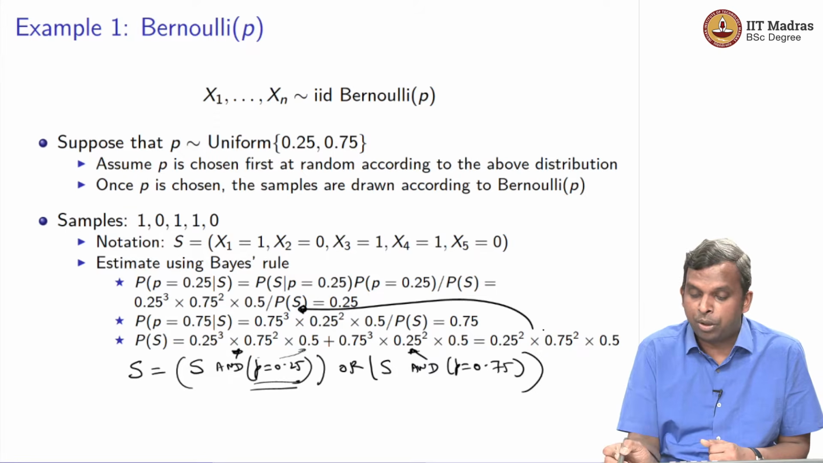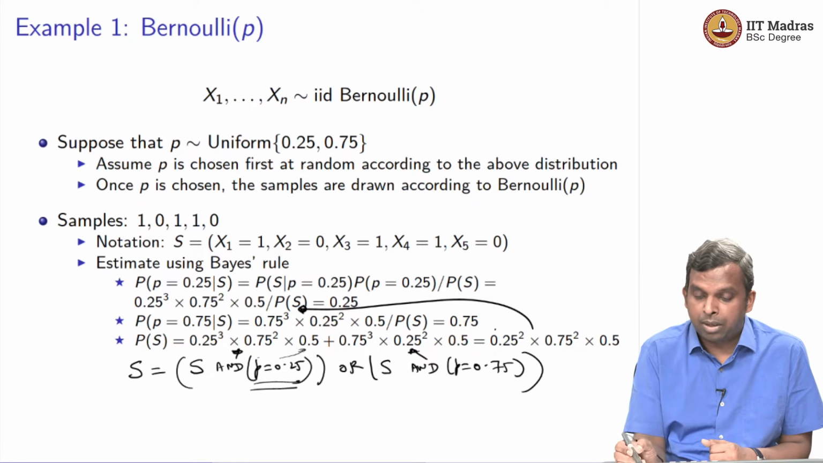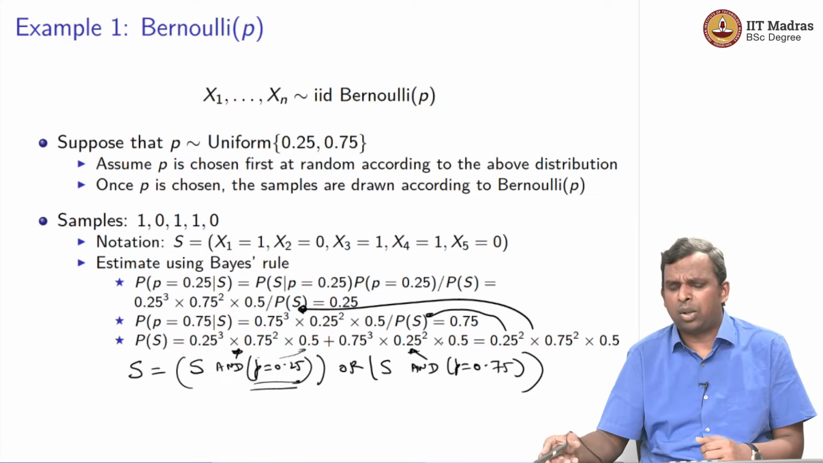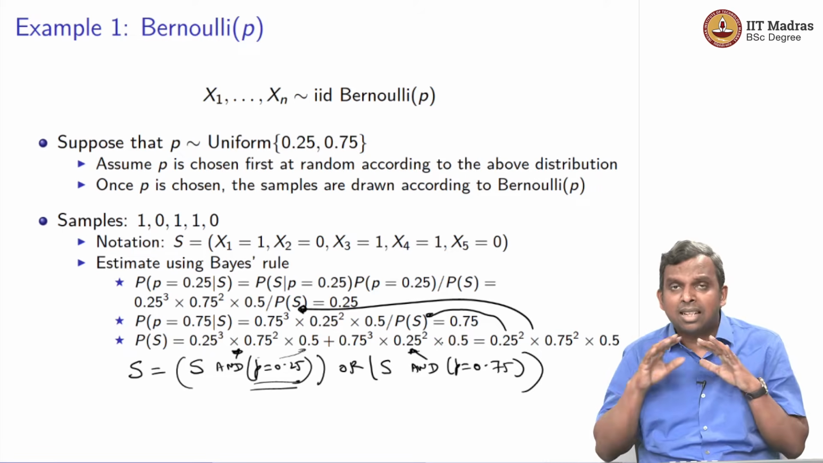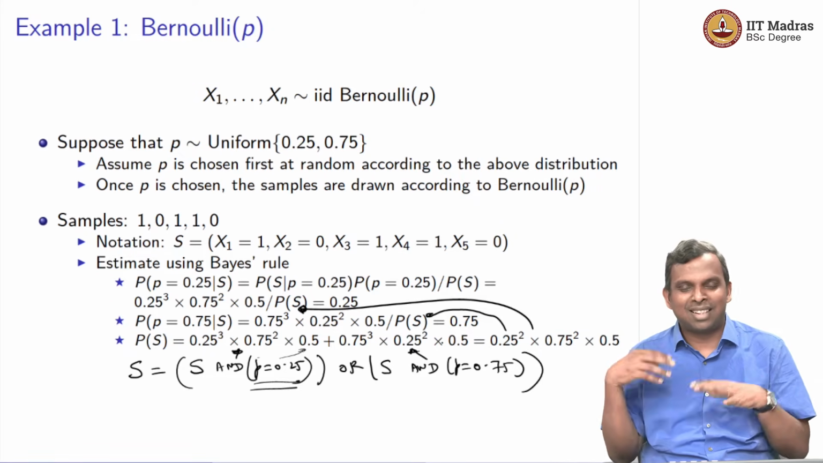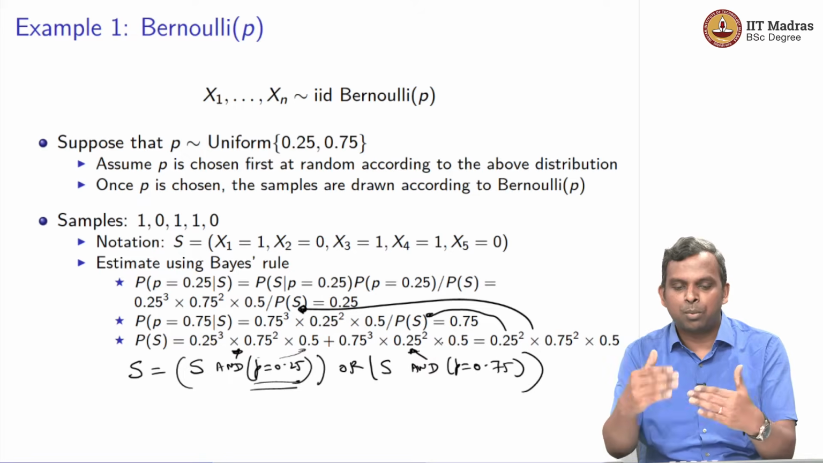put in the value of P of S here, you will see that 0.75 squared will cancel, 0.5 will cancel, you just get 0.25. Same thing you put here, you will get 0.75. So, okay, it is a simple calculation, it's basic Bayes rule, nothing has changed from your 2 urns and picking of the marbles and things like that. It is the same thing, except it is put in a different context.